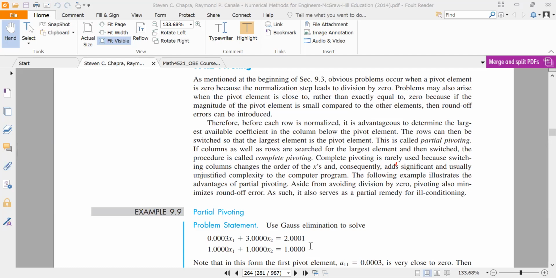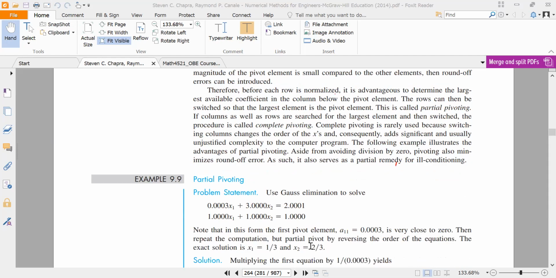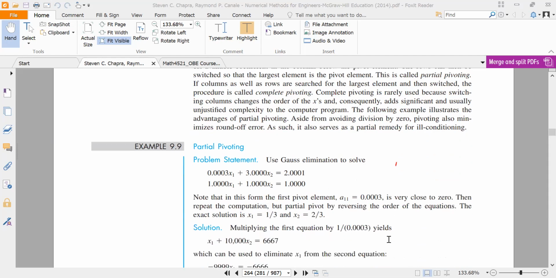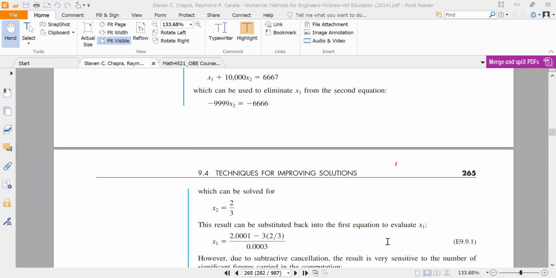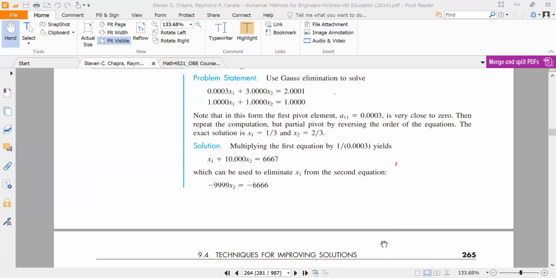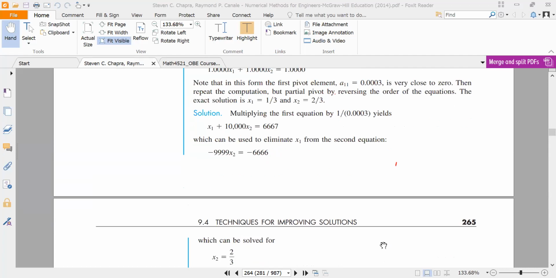You can easily see that in your first equation, you have your coefficient for x1 equal to 0.0003, very small compared with the other coefficient values. Then if we want to proceed with the solution, our exact solution is x1 equal to 1 by 3. After elimination, we obtain x2 equal to 2 by 3. That solution is exactly equal to the solution that we obtained from this problem by using another technique.